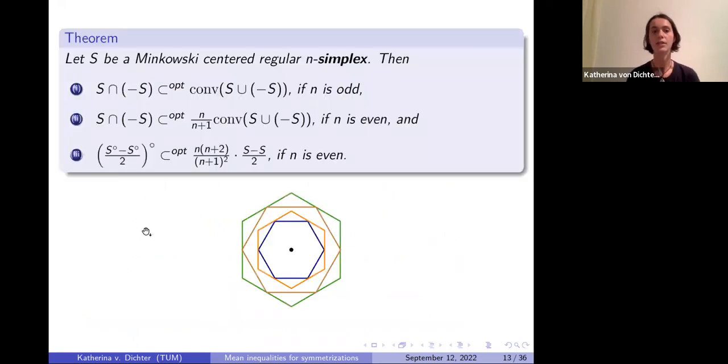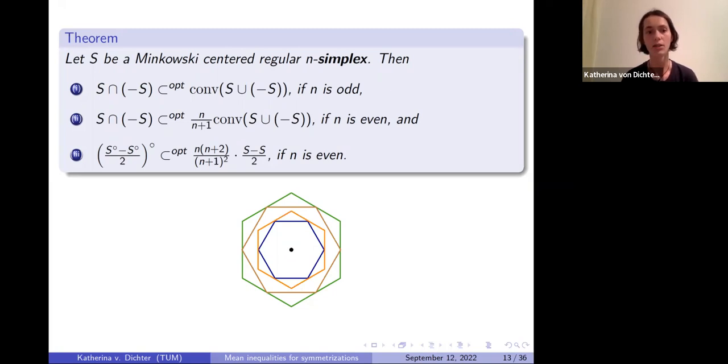So the first thing to consider when we're talking about the containment of these means is the case of the simplex. If we take S to be the Minkowski-centered simplex, then we can see which containments are optimal and which are not. Here we have different cases for n odd and n even.